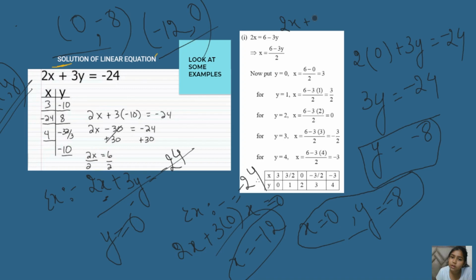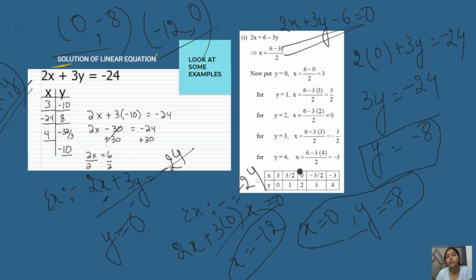Now what we have to do is put various values and we'll get the values of the other variable. For example, they have put the value of y equals to 0. If we put y equals to 0, we'll get x equals to 3, right? If we put y equals to 1, then we get 3 by 2 as the value of x. So we can just write the solutions, or we can make a table like this also. We can make a box here and put the values.